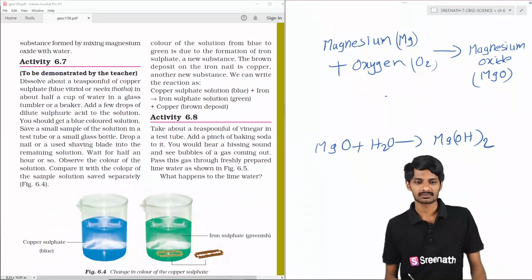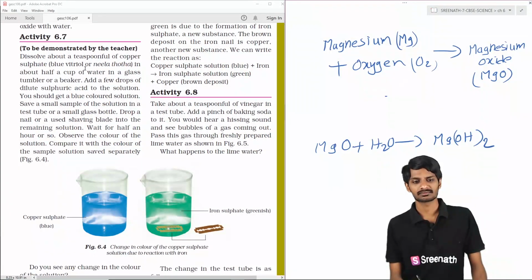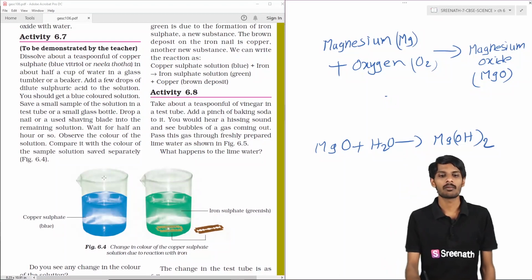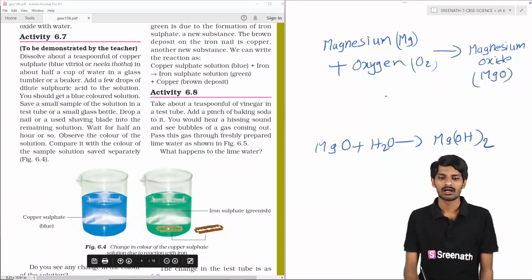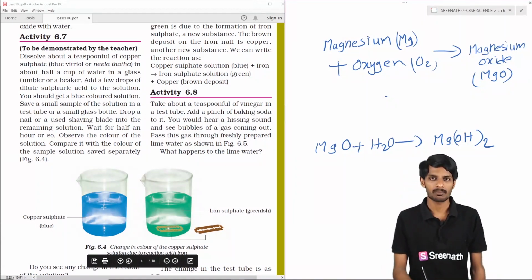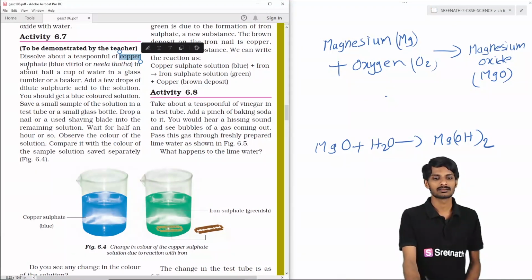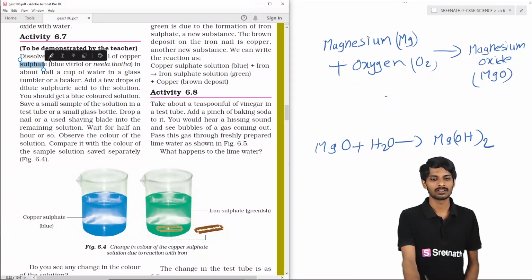The next thing is, take a teaspoonful of copper sulfate, students, in a cup of water. So take a beaker, students, and take half a cup of water, and take a tablespoon of copper sulfate powder or solution, whatever it may be.